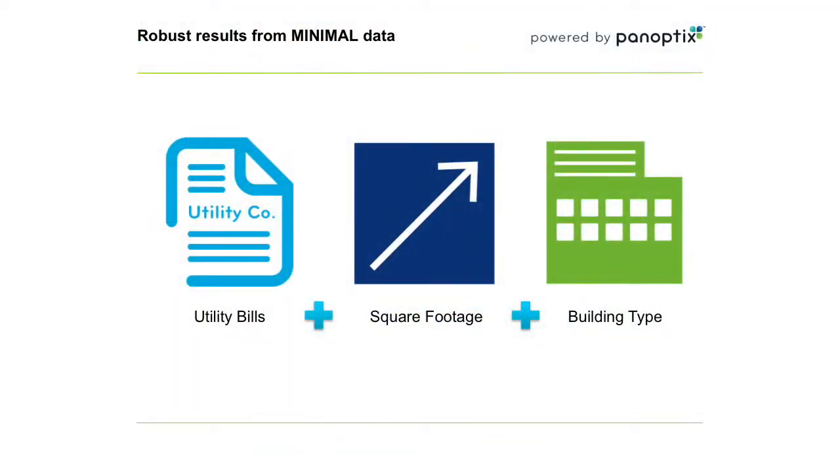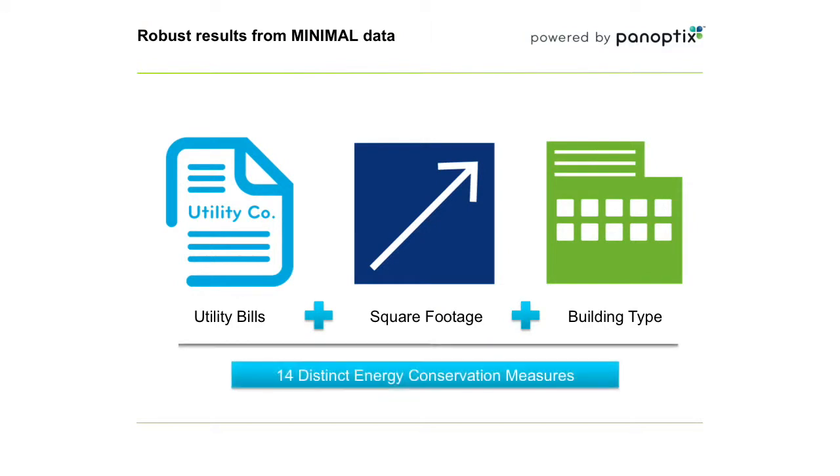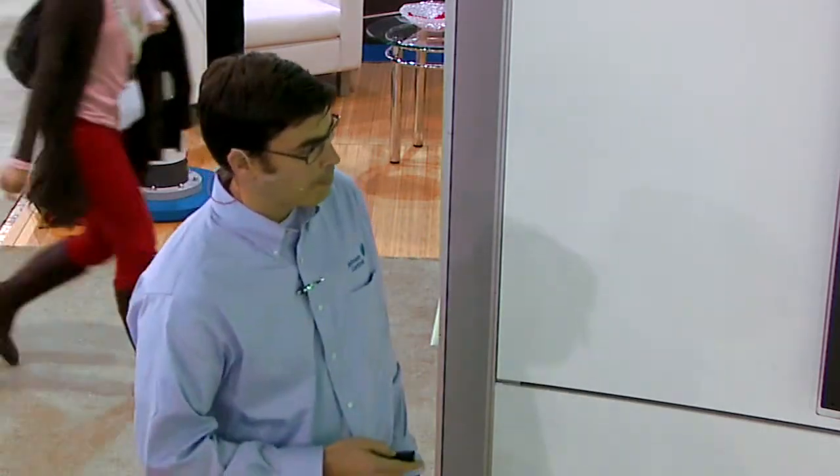Using just those 3 pieces of data, we're able to identify 14 discrete energy conservation measures. And when we say energy conservation measures, we mean things like efficiency of a cooling system, efficiency of a heating system, making recommendations on optimization of set points, lighting, insulation, a number of different things that kind of cover the gamut of energy in buildings.